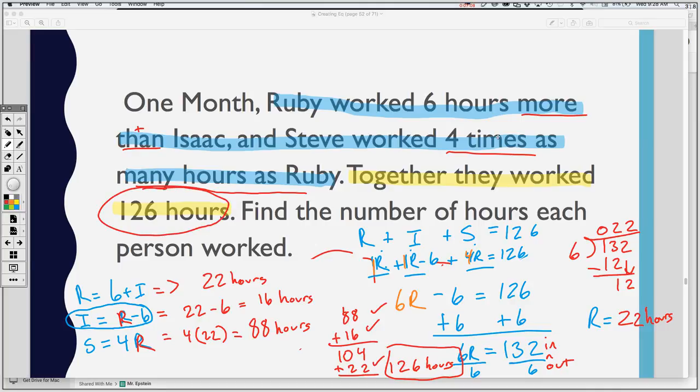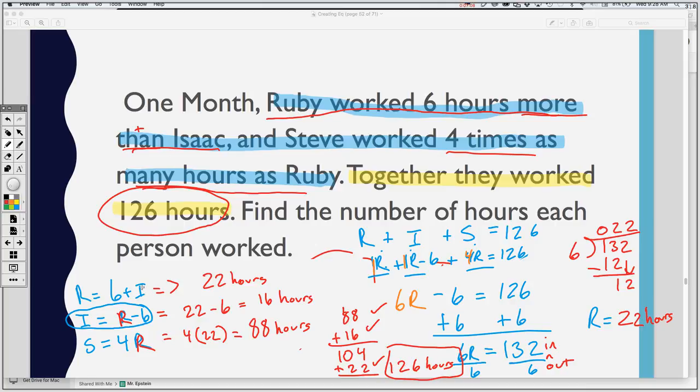Any questions? No? Was this one hard? Long? Kind of confusing? I think what was confusing is the 6 plus 6, like right here for the Ruby and Isaac. Because they give you information that looks like it's for Ruby. But if you still make it in terms of Ruby, it throws you off because you'll have two variables. You want one variable. So we had to change it to where Ruby was just R.